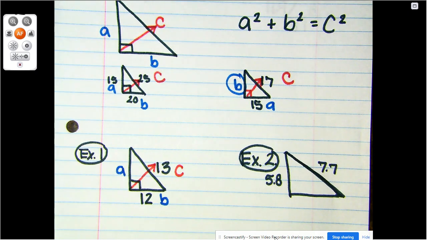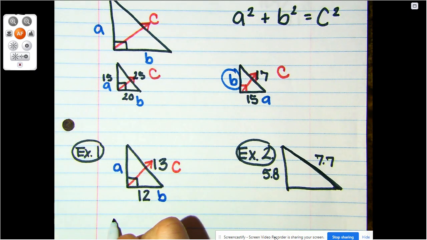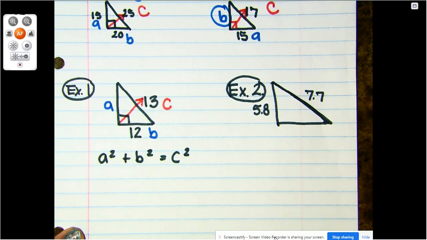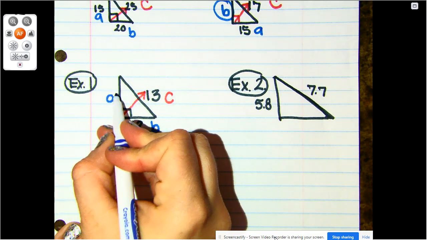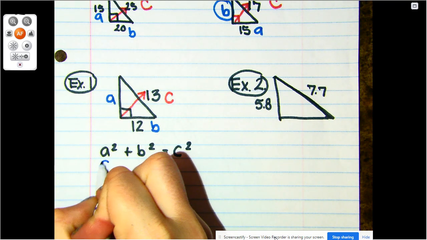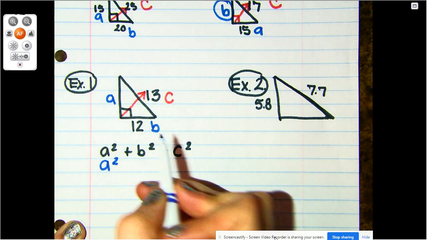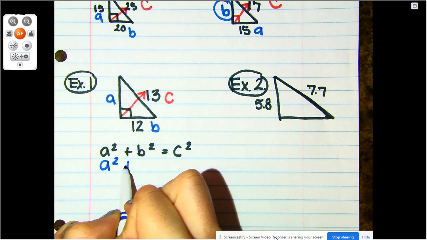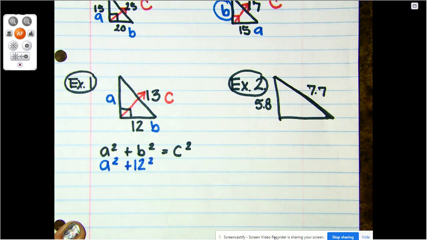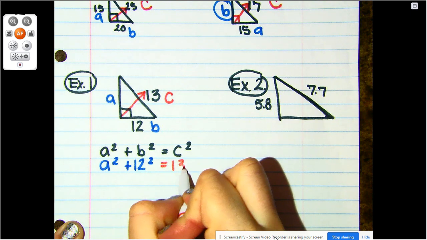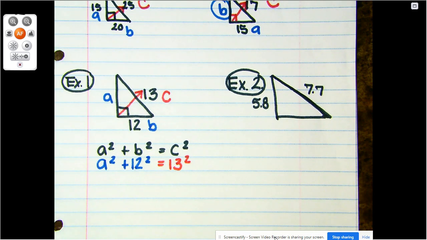Okay, I'm going to use my Pythagorean theorem, A squared plus B squared equals C squared, to begin solving this particular problem. A does not have a number by it, so I'm going to leave it as A. Again, A is missing. There is no number on the side length A, so I'm going to leave it as A squared. B squared, however, happens to be 12, so 12 squared. And then C is given to us this time, and that is 13, so 13 squared.